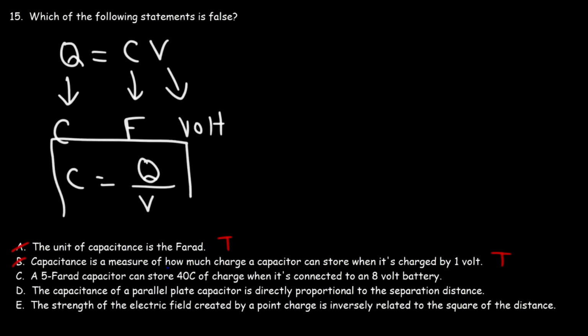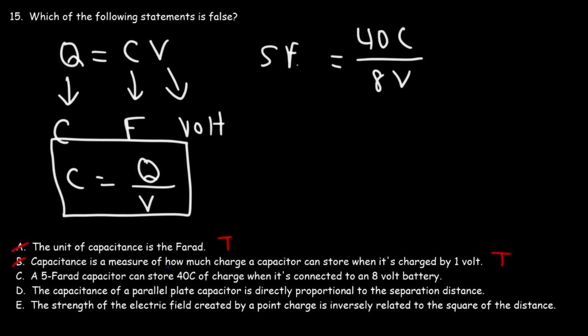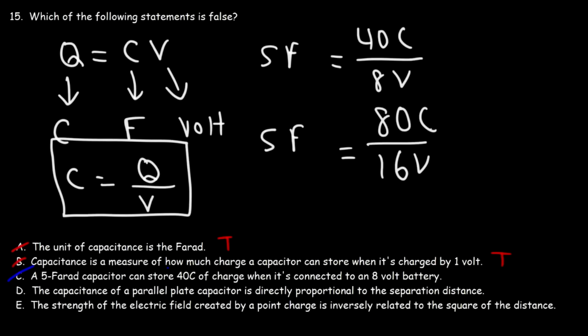So using this formula, we have a charge of 40 coulombs when the capacitor is attached to an 8-volt battery. So this gives us a capacitance of 5 because 40 divided by 8 is 5. And so C is a true statement. Let's say if we increase the voltage to 16 volts. That 5 farad capacitor can now hold twice the amount of charge. So for a given capacitor, if we increase the voltage applied to it, we can increase the charge stored on that capacitor. Now let's move on to part D.